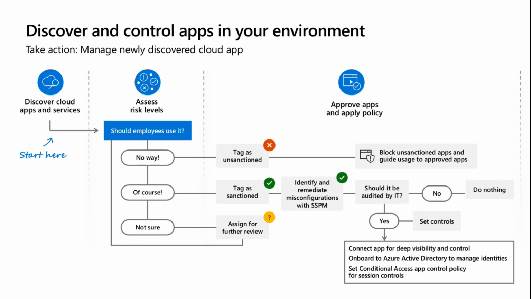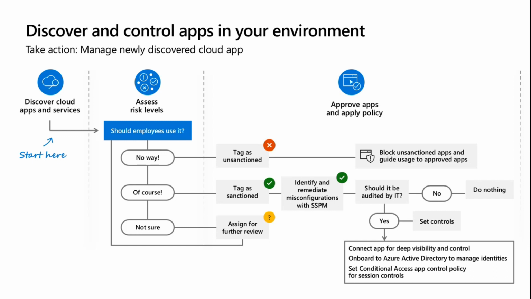So if there is no way users should be using the app, then obviously you just unsanction the app for use, and that way that command will be propagated directly to your endpoints, blocking any access to the unsanctioned applications.